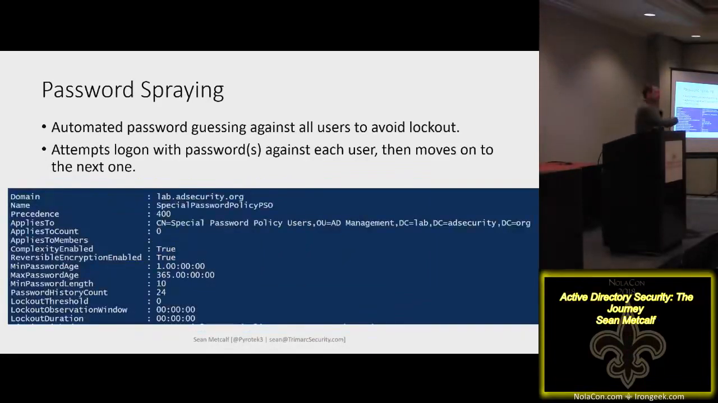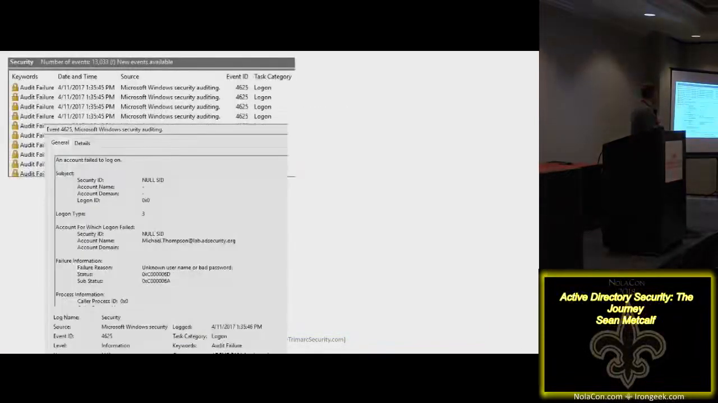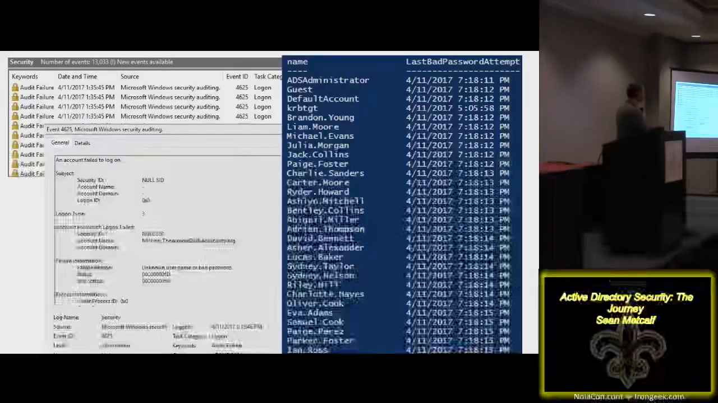I can look at the fine-grained password policy object too to see if there's any special restrictions on those. I can go ahead and run through. I connect to the SMB share on the domain controllers to see if those passwords are valid. And what ends up happening is I get a bunch of 4625s in the environment. I can also look at the attribute on the user accounts called last bad password attempt. And if it looks like this, someone's password spraying me. I don't have to do any event logging at all.